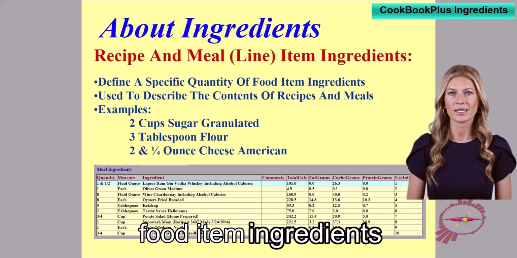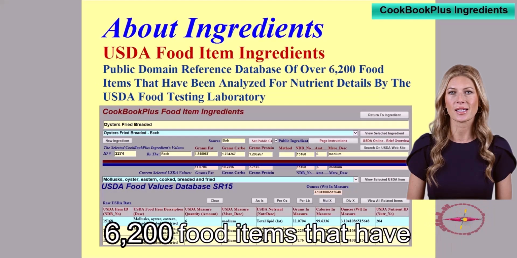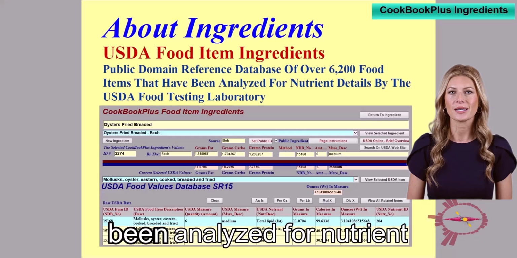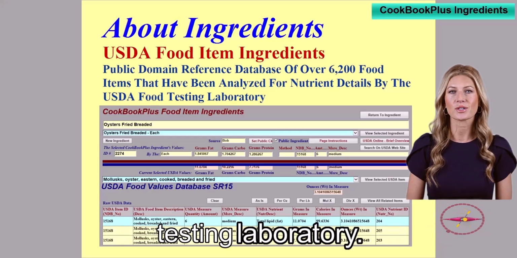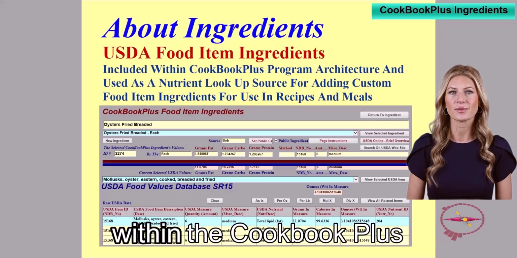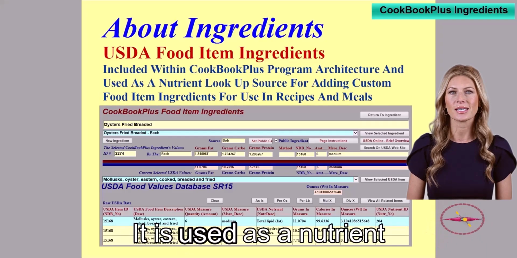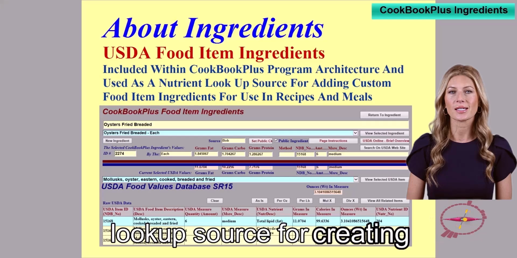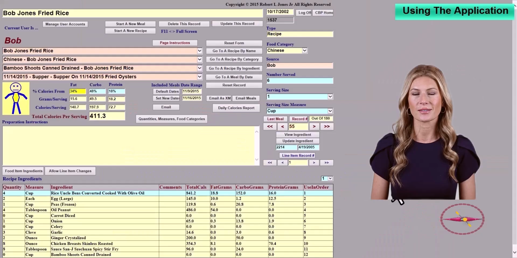USDA food item ingredients constitute a public domain reference database of over 6,200 food items that have been analyzed for nutrient details by the USDA Food Testing Laboratory. This database is included within the CookBookPlus program architecture and is used as a nutrient lookup source for creating custom food item ingredients for use in recipes and meals.